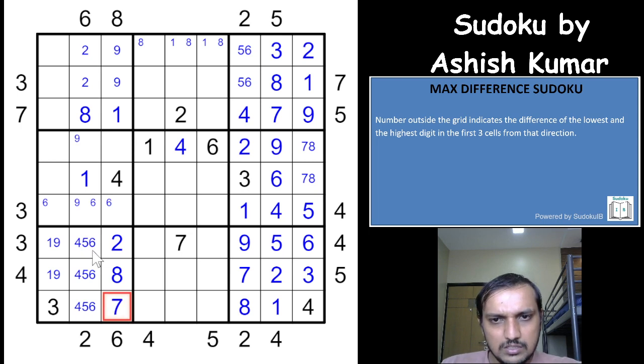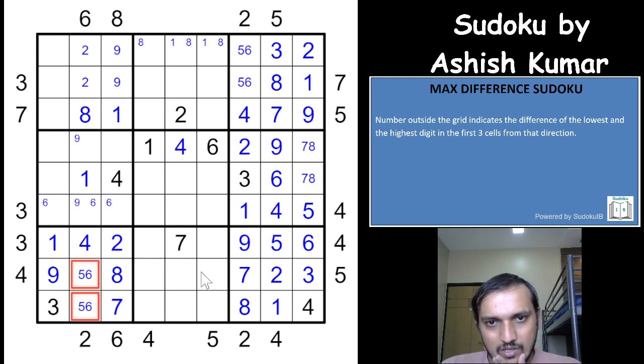here, this would be 4, this would be 1 because of the maximum difference as 3, and 4 cannot be here. Amazing. This is helping us actually.